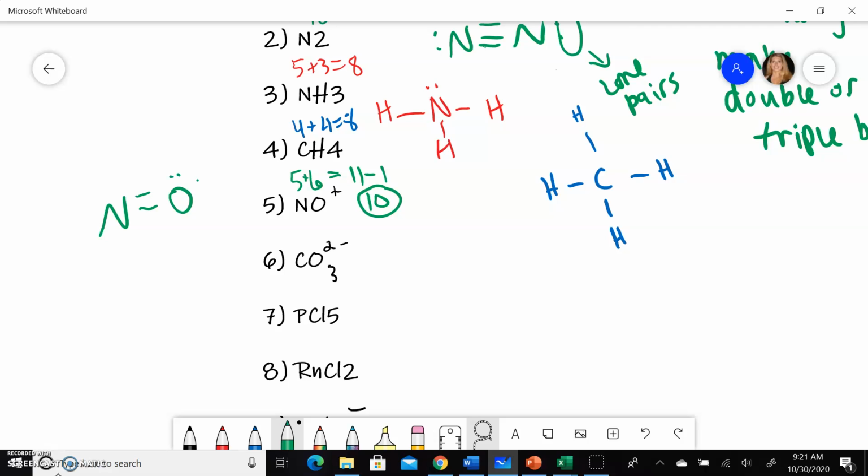2, 4, 6, 8. Whoops, that one has 8. 10, and we're almost there. We're still short some electrons. So let's take off some more. And we'll add another bond. And now we have 2, 4, 6, 8, 10 valence electrons, and everybody has 8.